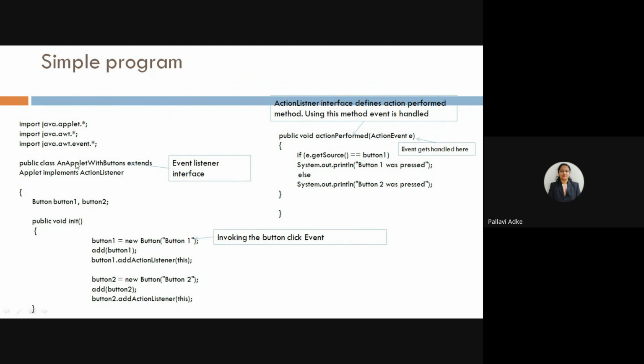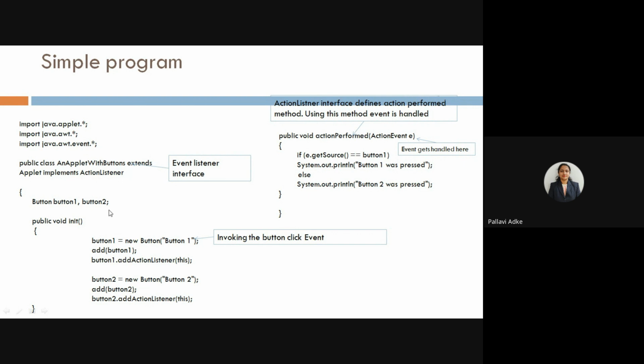Public class AppletWithWindows, okay, that was my class name. You can put a simple name also, just for understanding purposes. Or AppletWithButtons, which extends Applet. This we used to write. And here we have to write implements ActionListener, because we are writing for the buttons. Okay, we are thinking about the buttons. So we should write here implements ActionListener.